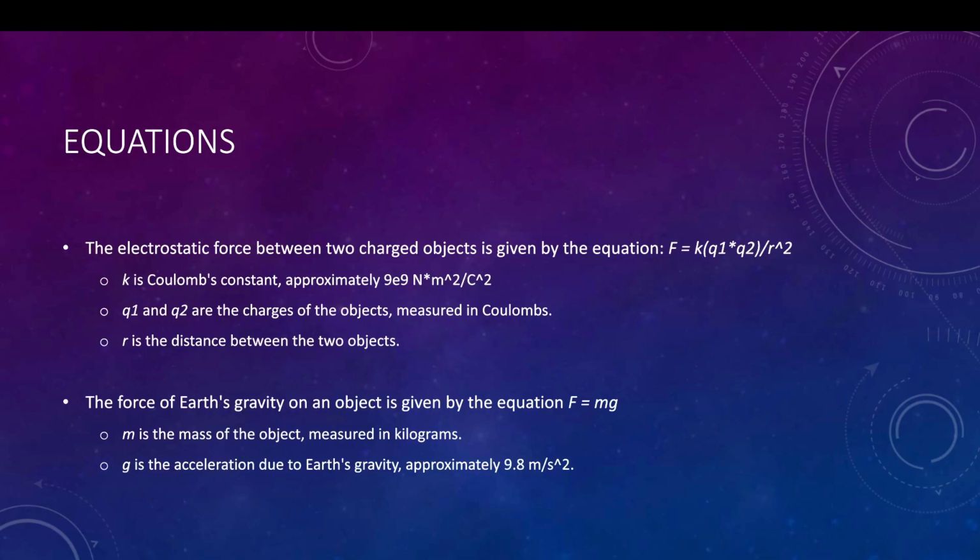The electrostatic force between two charged objects is given by Coulomb's law. Force is equal to K times Q1 times Q2 over R squared, where K is Coulomb's constant, Q1 and Q2 are the charges of the objects, and R is the distance between the objects. The force of Earth's gravity is given by the equation F equals mg, where m is the mass of the object and g is the gravitational acceleration.